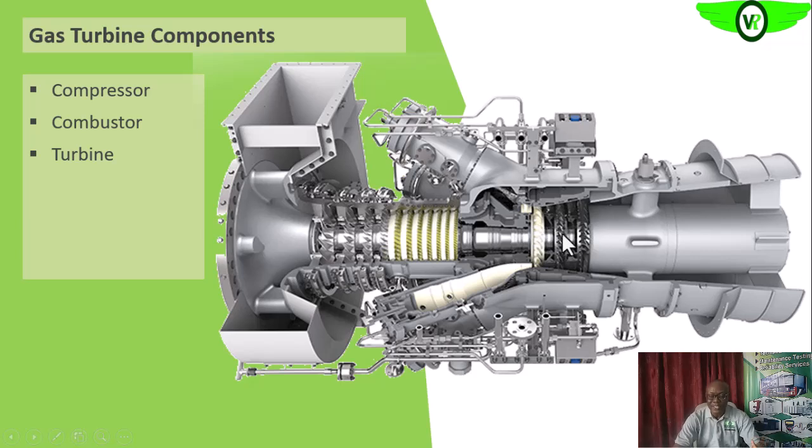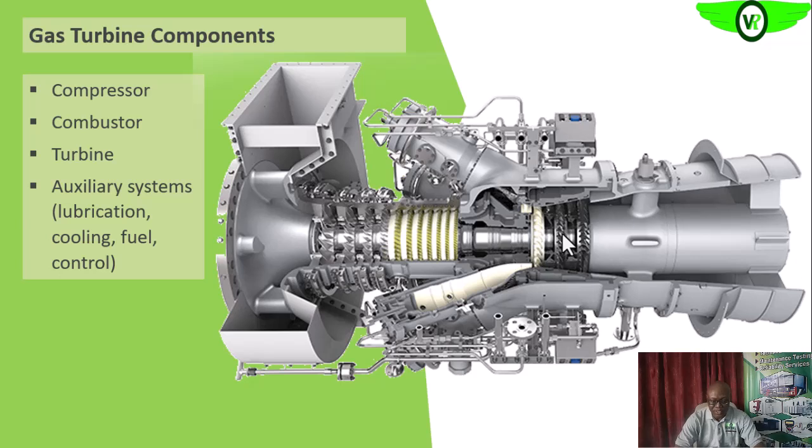So the turbine section, its function, as we will see later, is basically to convert the kinetic energy that is contained in that hot combustion product, fast moving combustion product, into rotating energy. So these are the three major parts or components of the gas turbine.